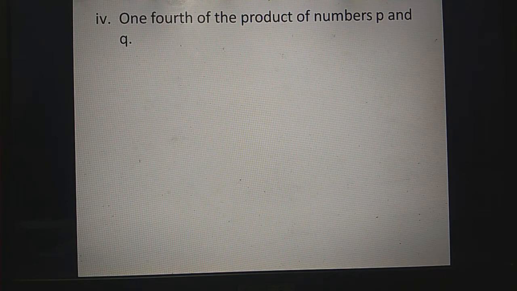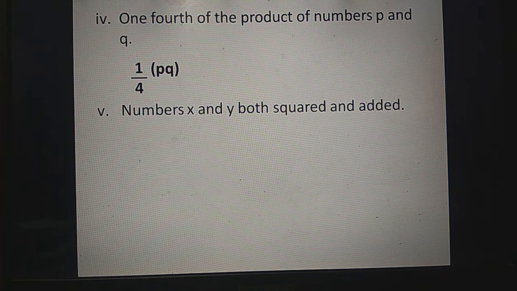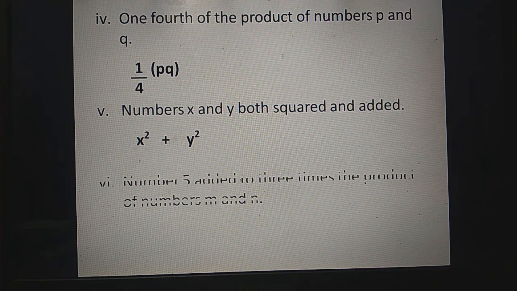Your next expression is 1/4 of, it means 1 by 4 of the product of the number p and q. Again, product means multiply. So first you will write 1 by 4 and in the bracket you will write pq. No need to mention multiplication sign. PQ means P multiplied by Q. Numbers x and y both squared and added. First you will square both the number and then you will add them. So finally you will get x squared plus y squared.